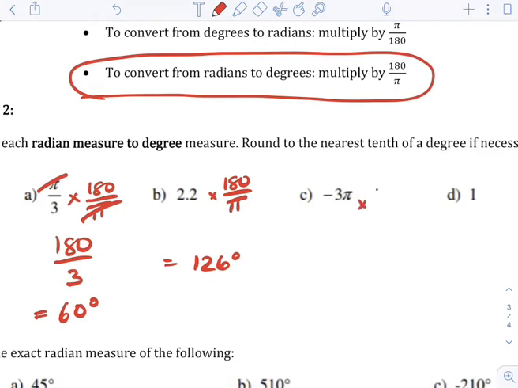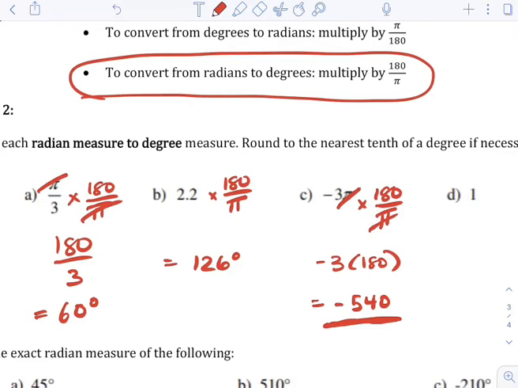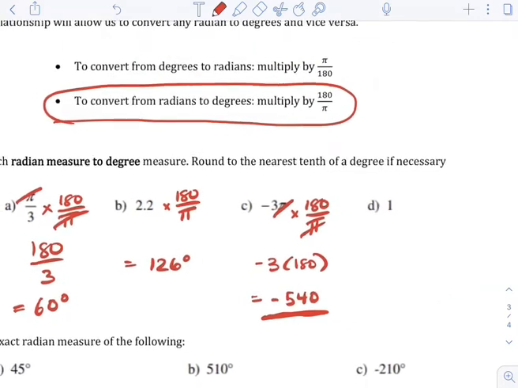Next one, same idea, multiplied by 180 over pi. Well, I have a pi on top and bottom. They're going to cancel out. That leaves me with just negative 3 times 180. I get negative 540. Remember, the negative just tells us what direction we're going. And that makes sense because negative 540 is more than one full circle around. And same with negative 3 pi. 2 pi is one full circle around, so 3 pi would be more than one circle around.